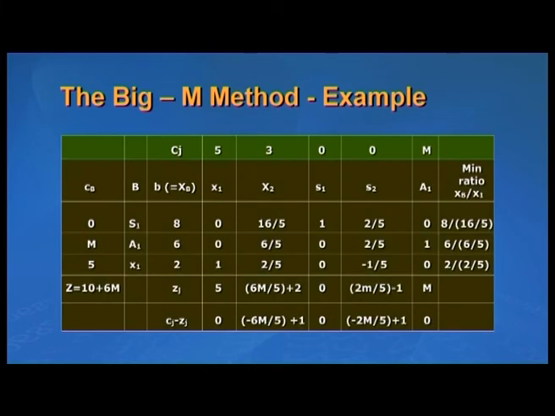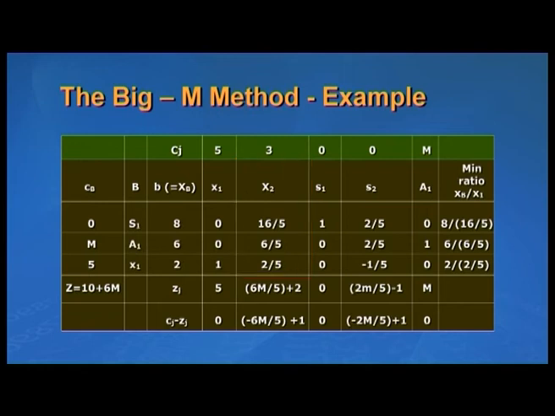Then we get the new table with the following values. The coefficients are 0, M and 5. The variables in basis are S1, A1 and X1. The solution values are 8, 6 and 2. The Cj values are the same. The values of X1 variable are 0, 0 and 1. The values of X2 variable are 16 by 5, 6 by 5 and 2 by 5.